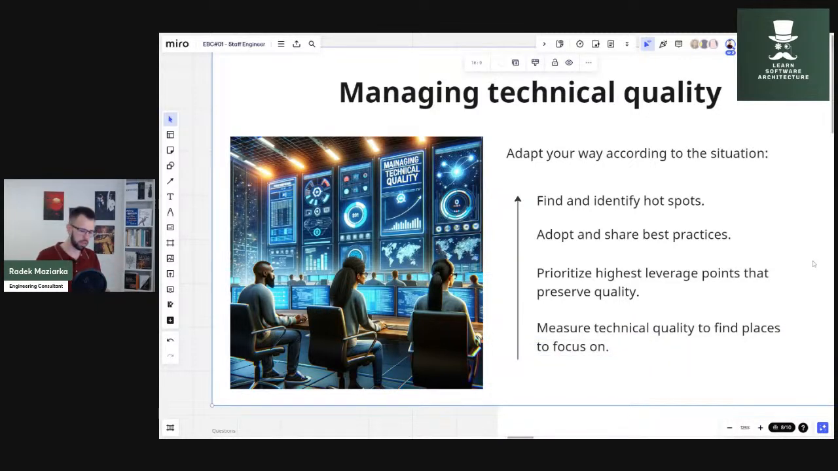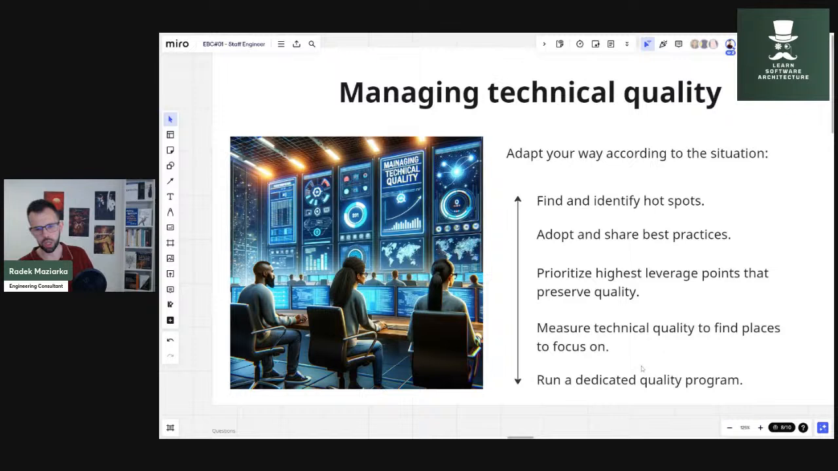Then in specific areas, it's worth measuring specific aspects of your technical quality to find places to focus on. When you have a specific aspect in a quantified value, it's much easier to discuss it with different folks, with the technical folks, with the product folks, and to sell the idea of improving this specific aspect to a certain point.